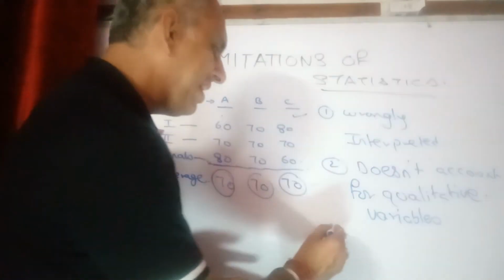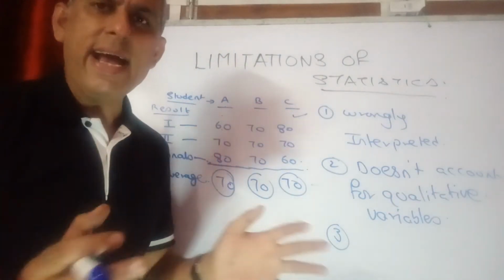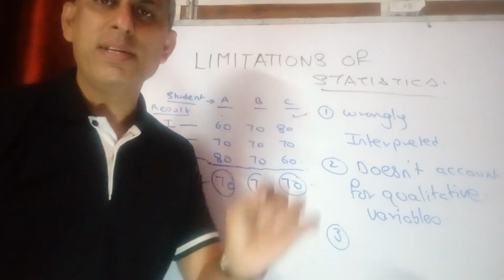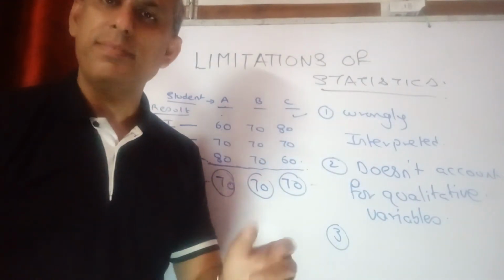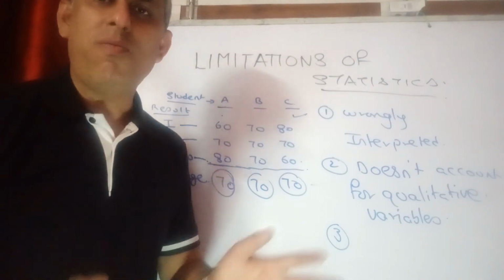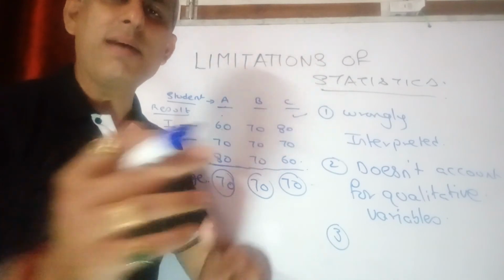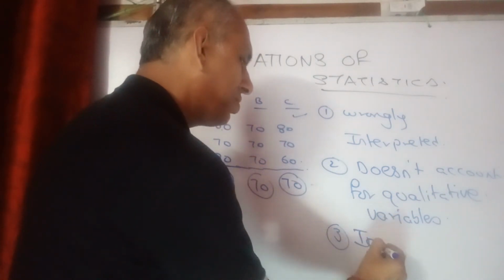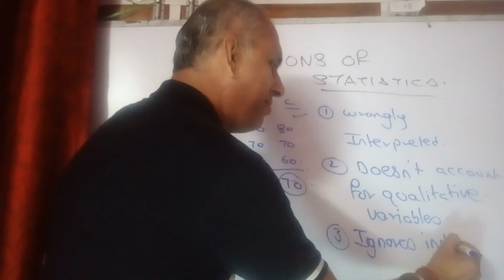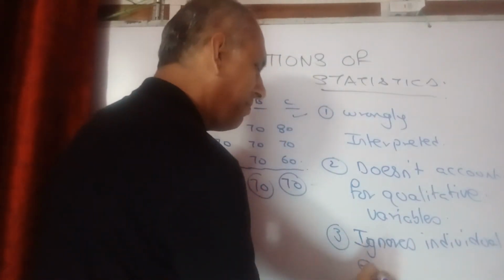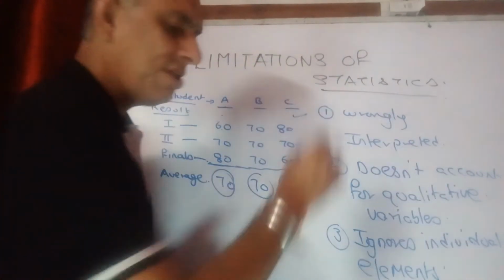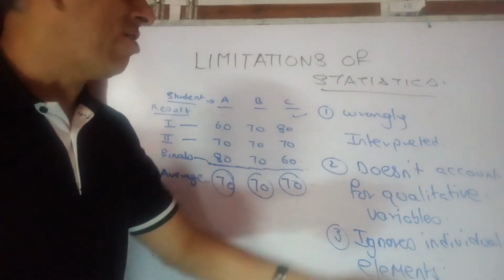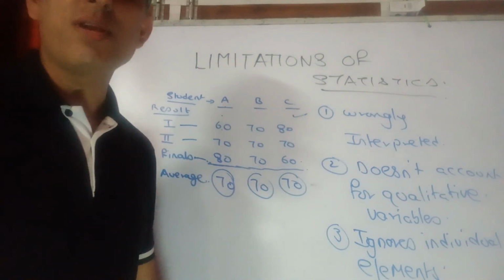And last but not the least, very easy to understand, statistics is about aggregates. As far as individuals are concerned, statistics is not meant for it. A child gets 30 marks in the exam. That has nothing to do with statistics. But once we put him along with the other children and come up with the averages, then statistics comes into the equation. So what is the third one? It ignores individual elements in the study. So three limitations which you can observe and follow: wrongly interpreted at times, doesn't account for qualitative variables, and third, ignores individual elements. Thank you.